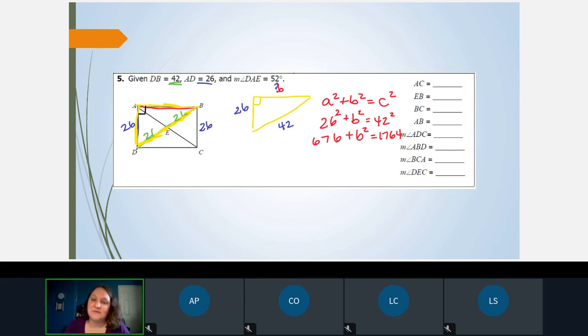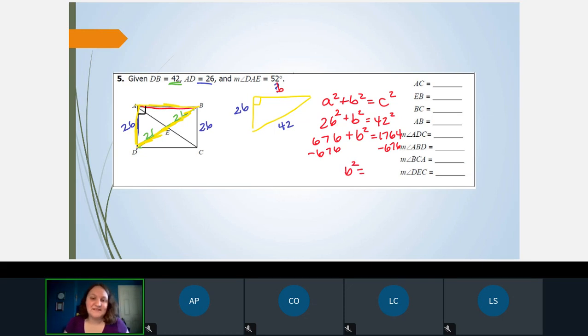Now we're just solving for B. This is why, at the very beginning of the year, I think it was the first week of school, we had a whole bunch of review algebra-type lessons, and this was one of them. If you would like any of those videos, I'm happy to send them to you. Just let me know.